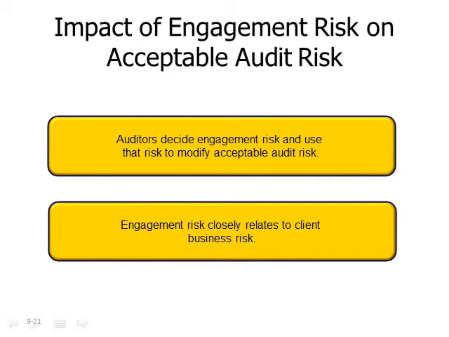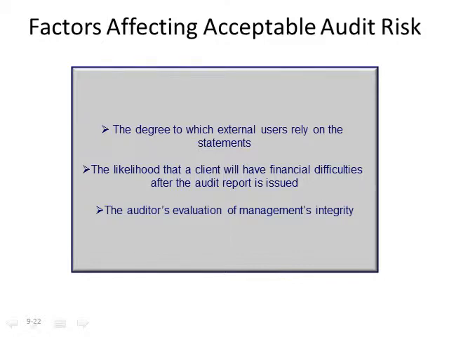And so here we speak to the impact of engagement risk on the acceptable audit risk, and we say that auditors must decide the engagement risk and then use that risk to modify the acceptable audit risk. And we talk about how engagement risk closely relates to client business risk. And so this is where the auditor will place reliance on prior experience with this client and management's attitude toward controls and governance, accounting standards, and the audit relationship.